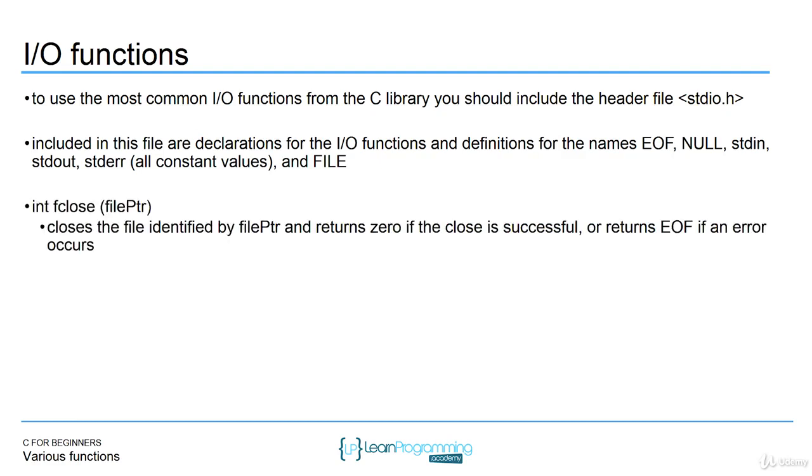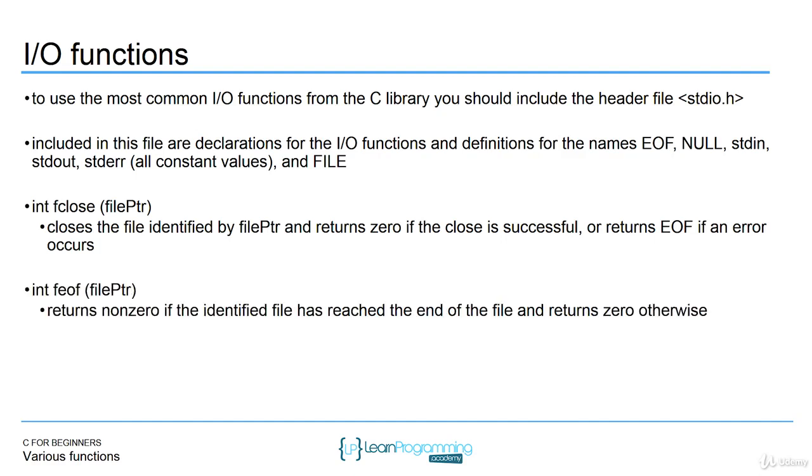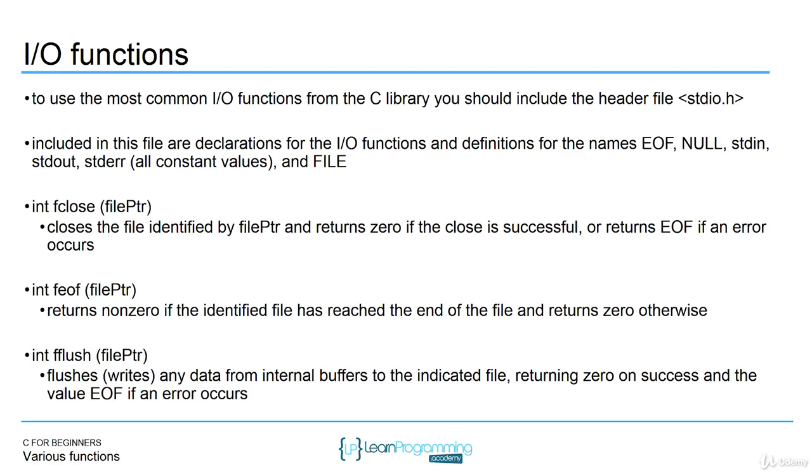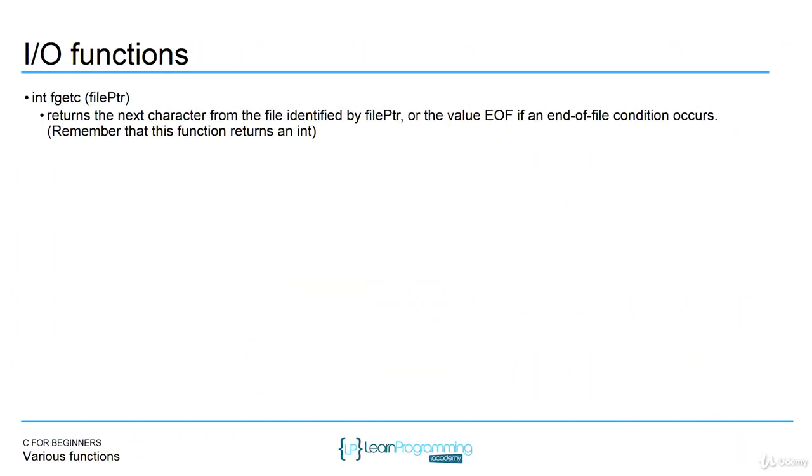fclose is a function that we used to close our streams. It closes a file identified by a file pointer, and it returns 0 if the close is successful, otherwise EOF. feof is a function we didn't use explicitly, but it will check whether or not you're at the end of the file, as opposed to comparing to a constant. fflush will flush all the data of the internal buffers. Sometimes you need to do this when you want to start over, but you're basically just getting rid of anything inside of a buffer.